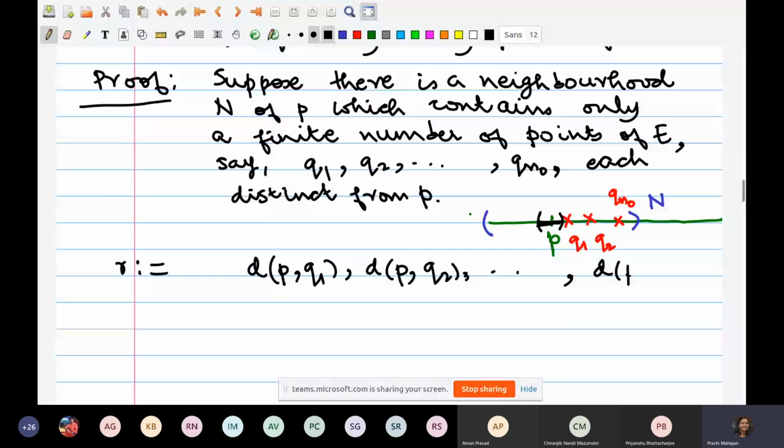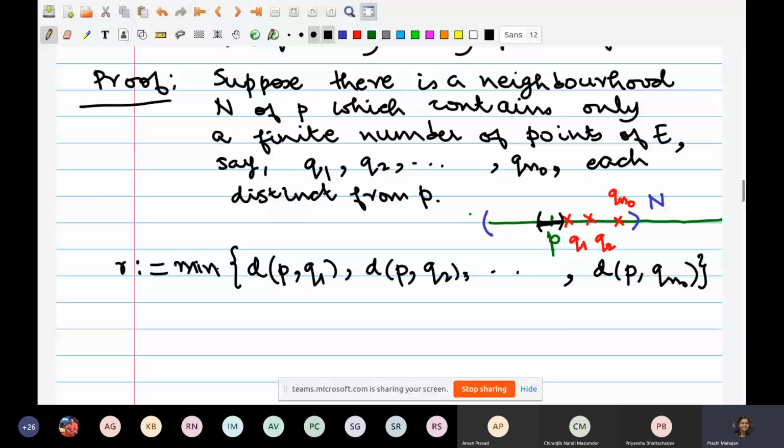So the usual thing you do is the absolute value of P minus Q1. Instead of that, I'm going to use the metric function D to compute the distance. Now this will give you some n0 numbers. I am going to choose the minimum of them, right?